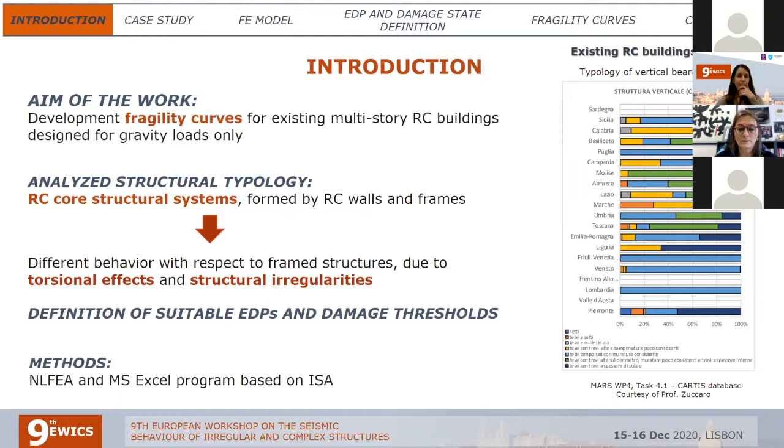And core structural systems represent a quite common construction solution, especially in large urban areas with a higher population density. Reinforced concrete walls are usually placed around the staircases or elevator shafts. And of course, if wisely designed, reinforced concrete walls may have a positive effect on the seismic performance of the frame structure and may help prevent a soft story collapse mechanism.